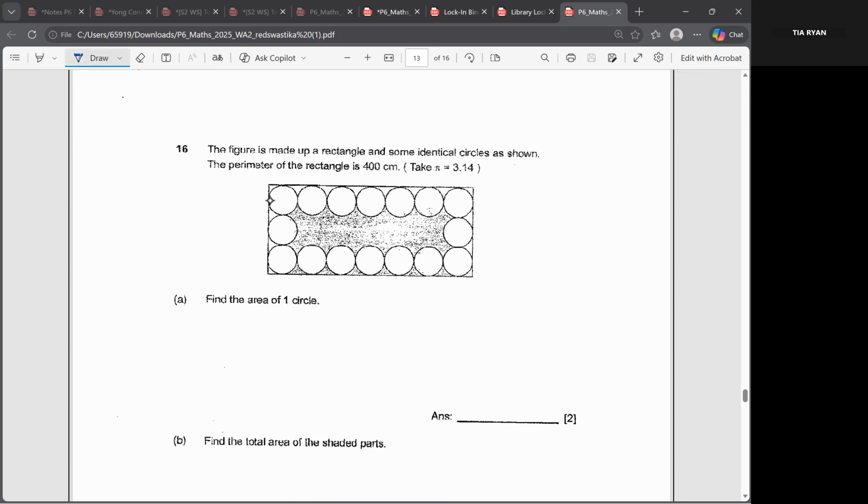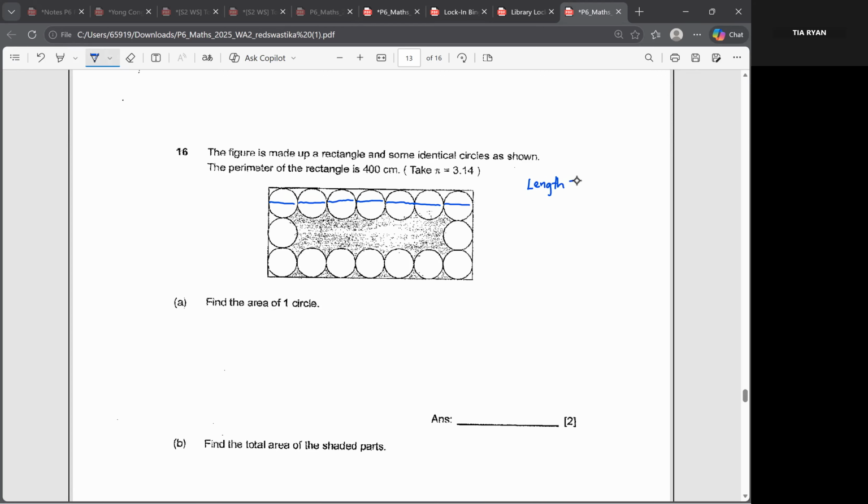How many diameters? One, two, three. Eva, count with me. 4, 5, 6, 7. Okay, so 7 diameters. So I can just write it at the side. The length is made up of how many diameters? 7D. D means? Diameter. Very good.